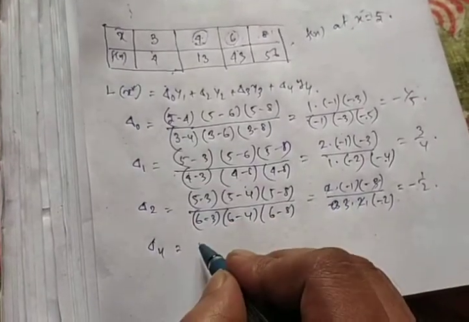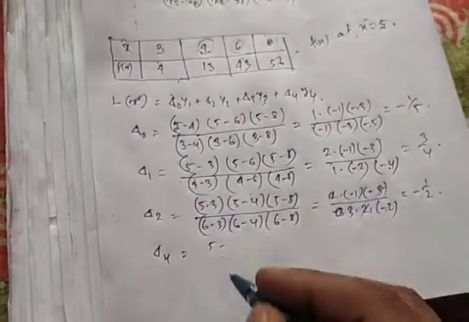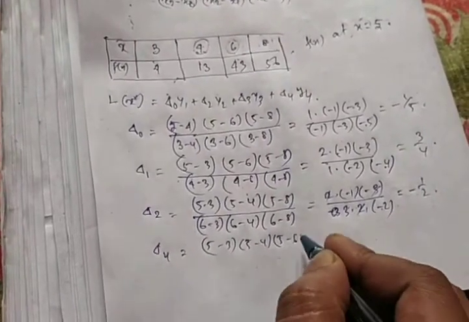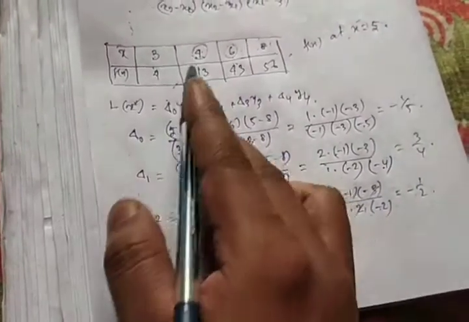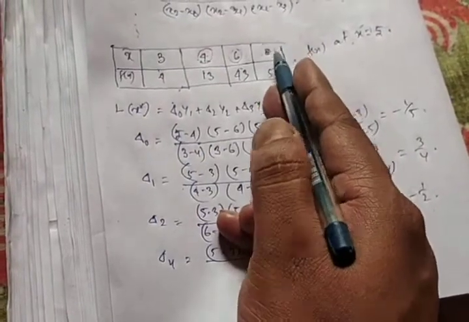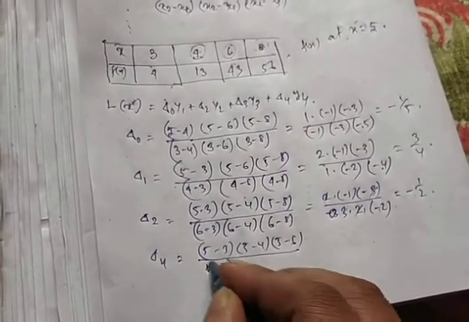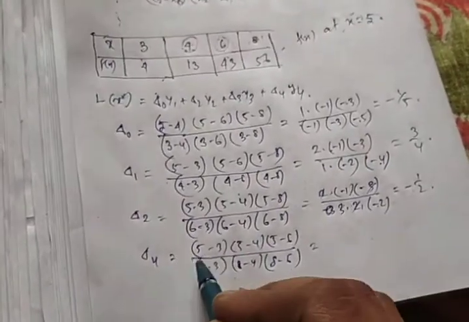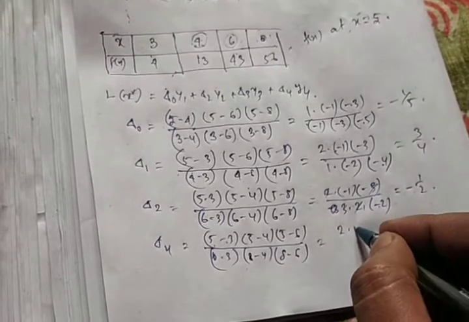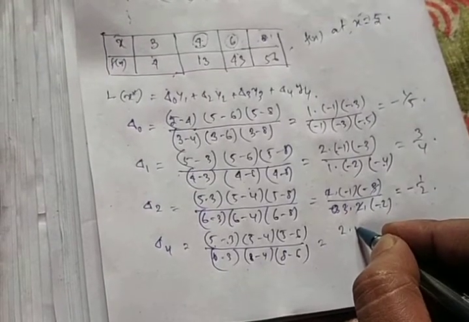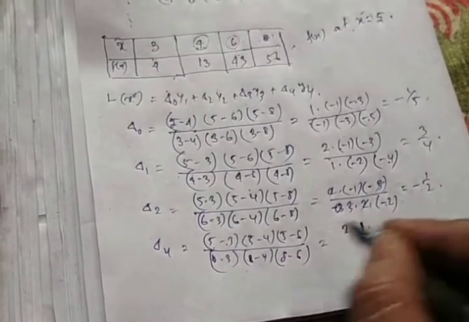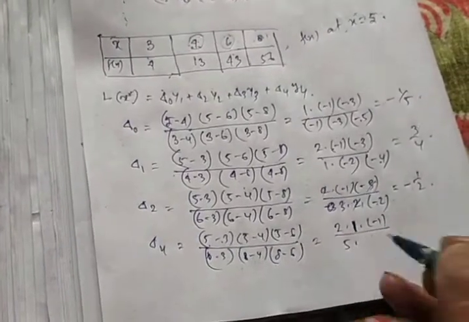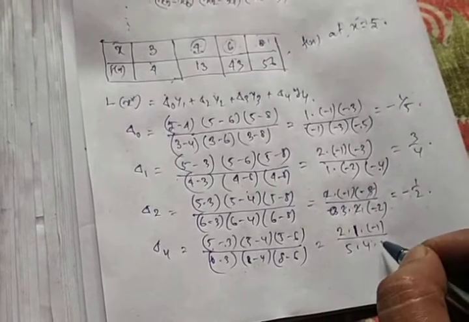Okay, and delta 3. Delta 3 equals to 5 minus 3, 5 minus 4 and 5 minus 6, divided by, from x3, 8 minus 3, 8 minus 4, 8 minus 6. So 5 minus 3 is 2, 5 minus 4 is 1, 5 minus 6 is minus 1. 8 minus 3 is 5, 8 minus 4 is 4, 8 minus 6 is 2.